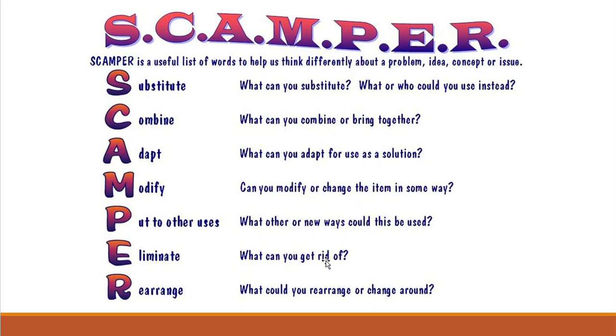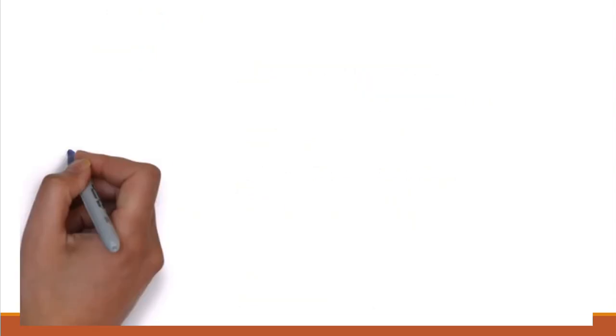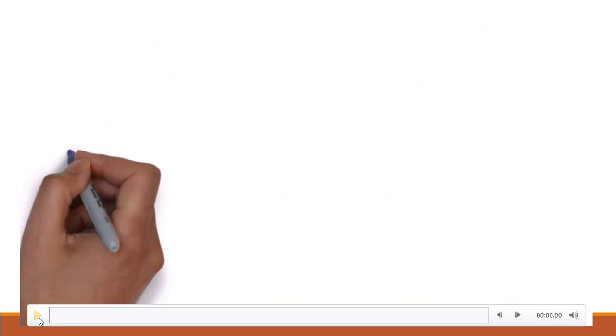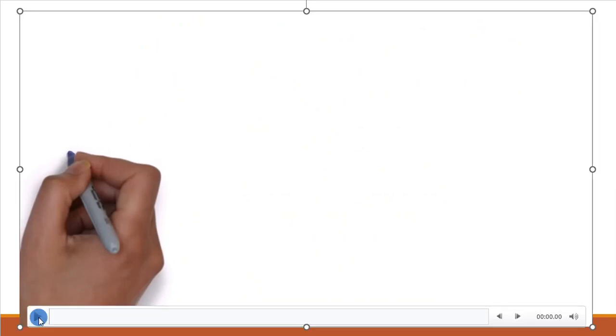Rearrange: what could you rearrange or change around? What is usually on the phone? Before this, some mobile phones had the button at the side, and then it was adjusted to the middle or somewhere else. They adjusted the position, the speaker and so on. That is Scamper. Let's look at this example.